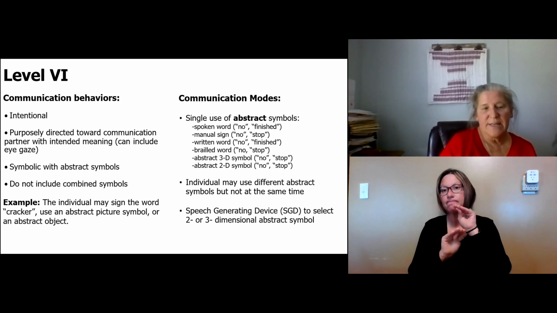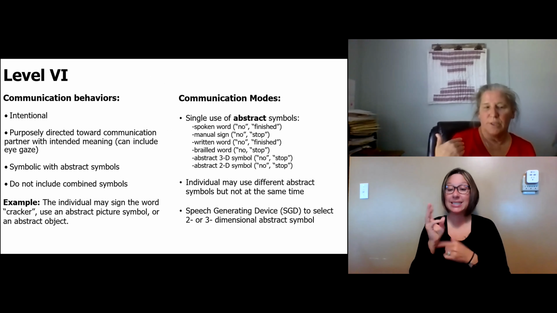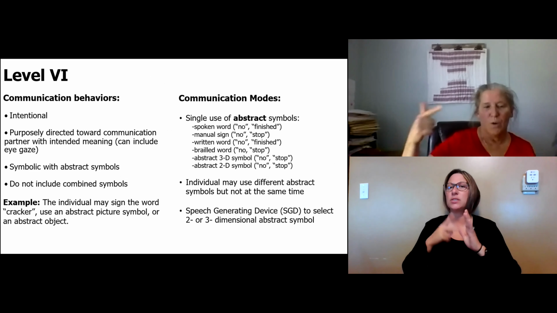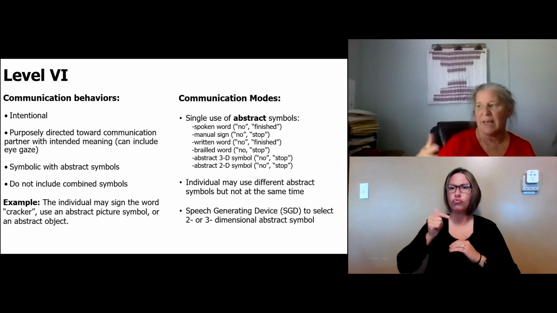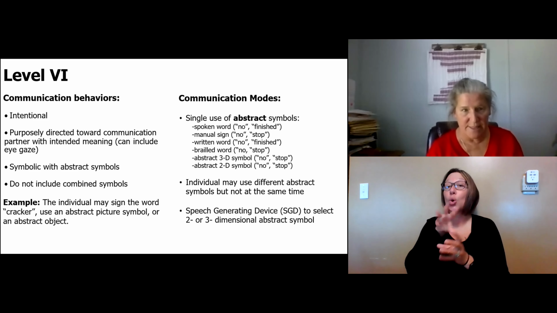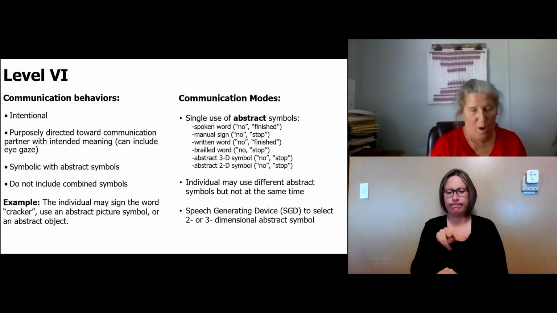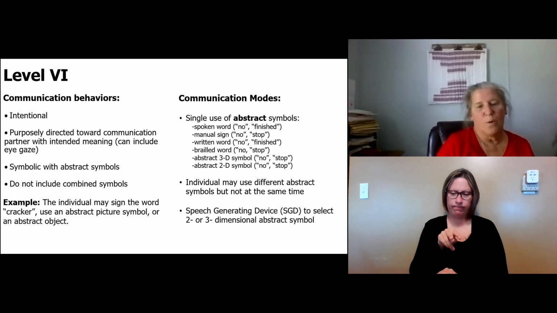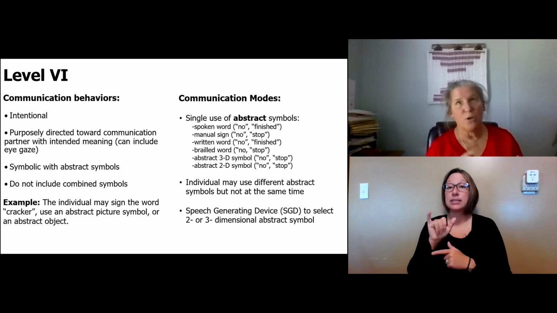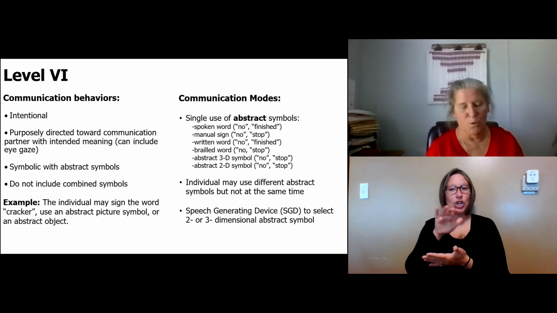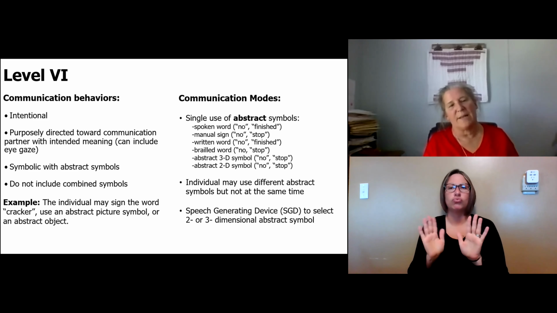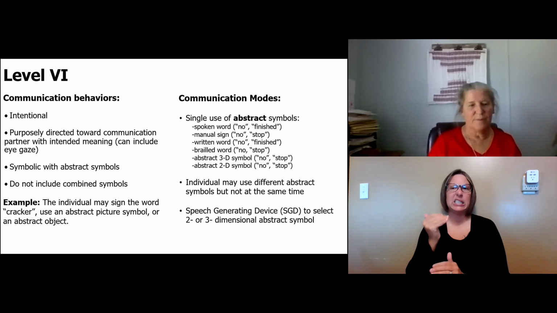And in level 6, it's still intentional. We're still purposefully directing that communication with that intended meaning. And that can also include that eye gaze, where they're gazing at something and looking, all that. Then symbolic with abstract symbols now. But we still don't use those combined symbols. We're still not combining 2 and 3 symbols at one time. That comes in the next level.